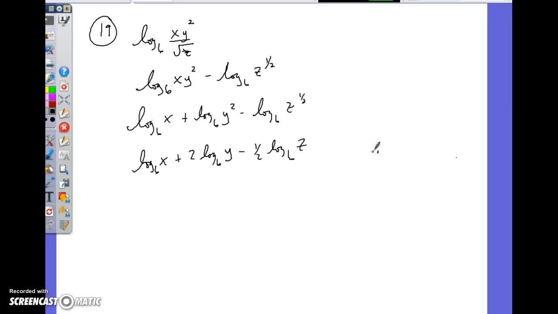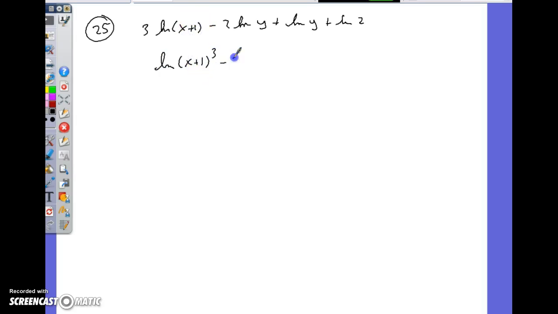I'm going to also look at number 25, because number 25's got a weird connotation to it. So let's look at 25. 25 was 3 ln of x plus 1 minus 2 ln of y plus ln of 2. Agreed? So I would throw that inside. I got ln of x plus 1 to the third minus 2 ln of y.